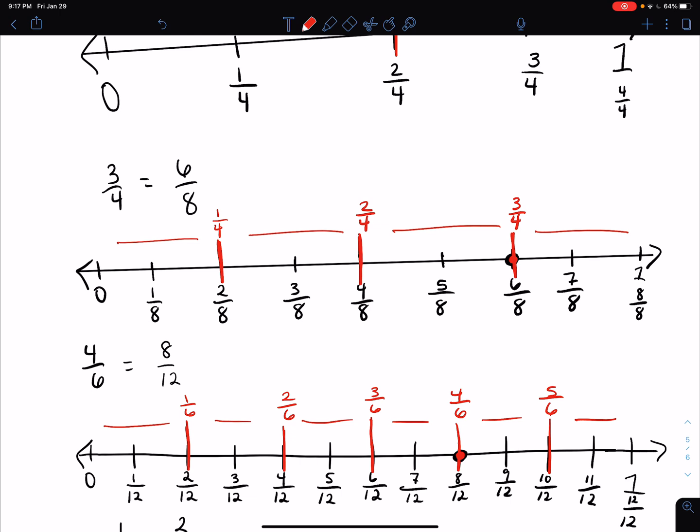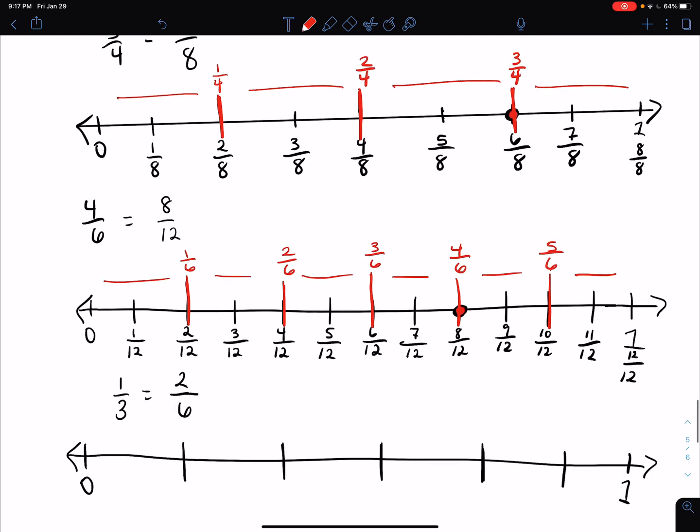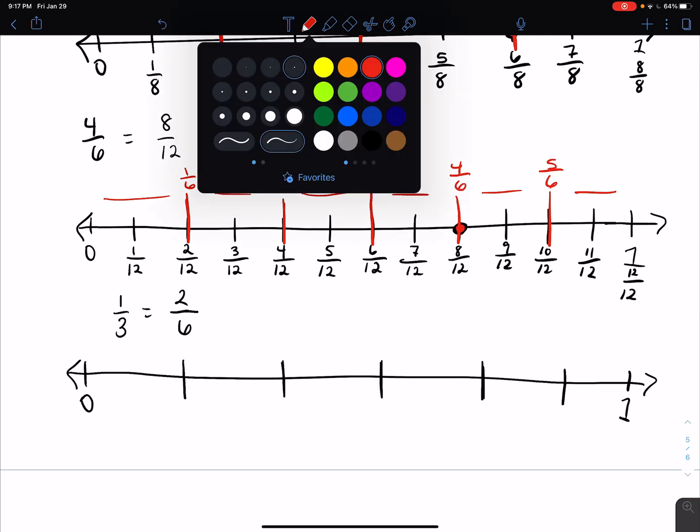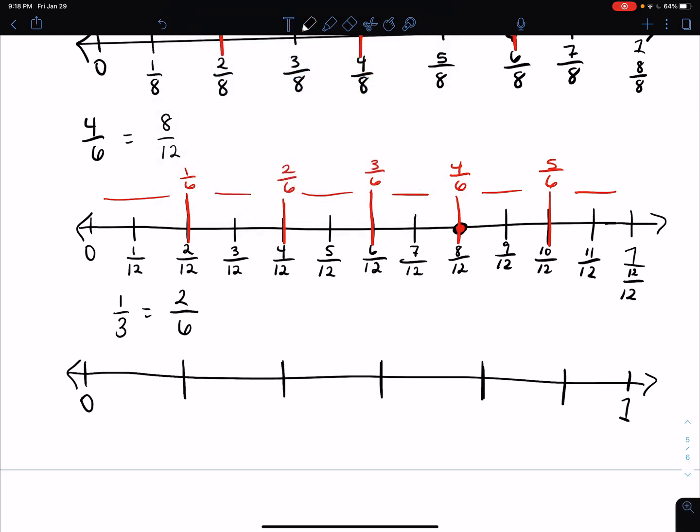When you're doing this, sometimes it will take some trial and error to get your spacing even. That's okay. It takes me a couple times to do it as well. So I have one more down here. It's this 1/3 and this 2 6. So again, I want you to pause this video and I want you to try this one and then come back and check yourself.